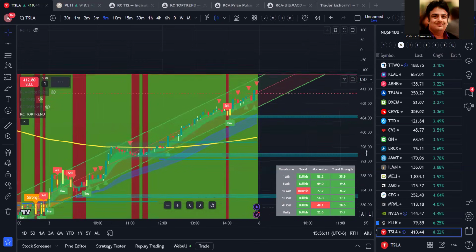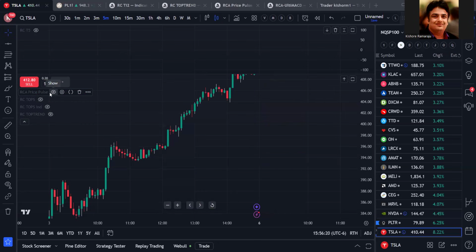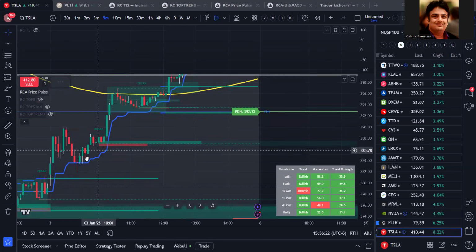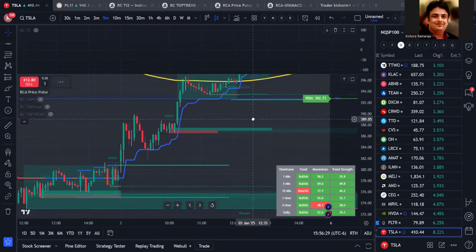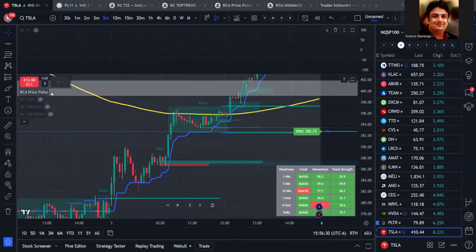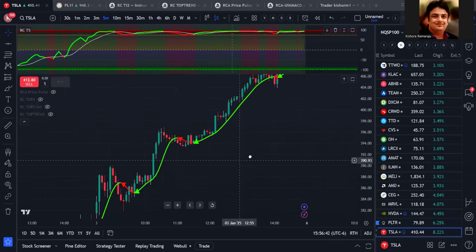That's a huge opportunity. But even let us say Top Trend gave a buy, but you are not confident whether to take it or not. Then I'll immediately open Price Pulse. I see that my Price Pulse is blue. I see there is a big buy order block here that shows that it is a good opportunity, right? Or I can immediately open my T5. T5 shows that I got a buy order block and there is a high possibility for price to move up.